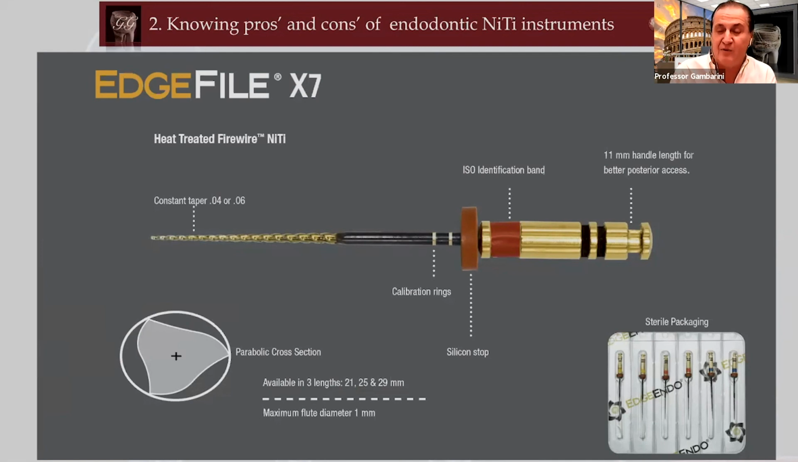I explained, and I will tell you once again, if you play a little bit with the design, you can increase flexibility 5, 10, 15%. With the X7, with the heat treatment, we can improve the flexibility of the NiTi 2 times, 3 times, which is 200, 250%. That's huge.